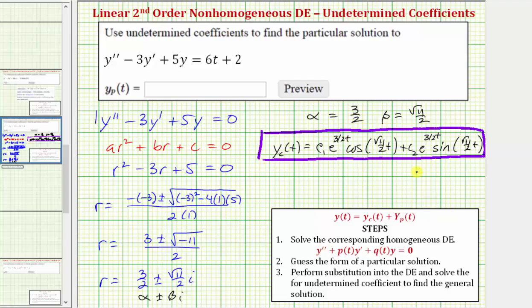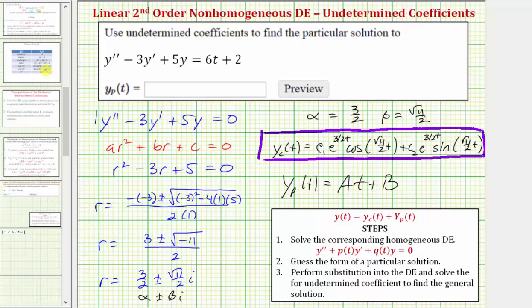And now step 2, we want to guess the form of a particular solution, which would be the form of a function that would satisfy this differential equation, where its second derivative minus 3 times its first derivative plus 5 times the original function would be equal to the linear function 6t plus 2. Some linear function would satisfy this differential equation, which means big Y sub p of t is a linear function with undetermined coefficients, meaning it's in the form of at plus b.